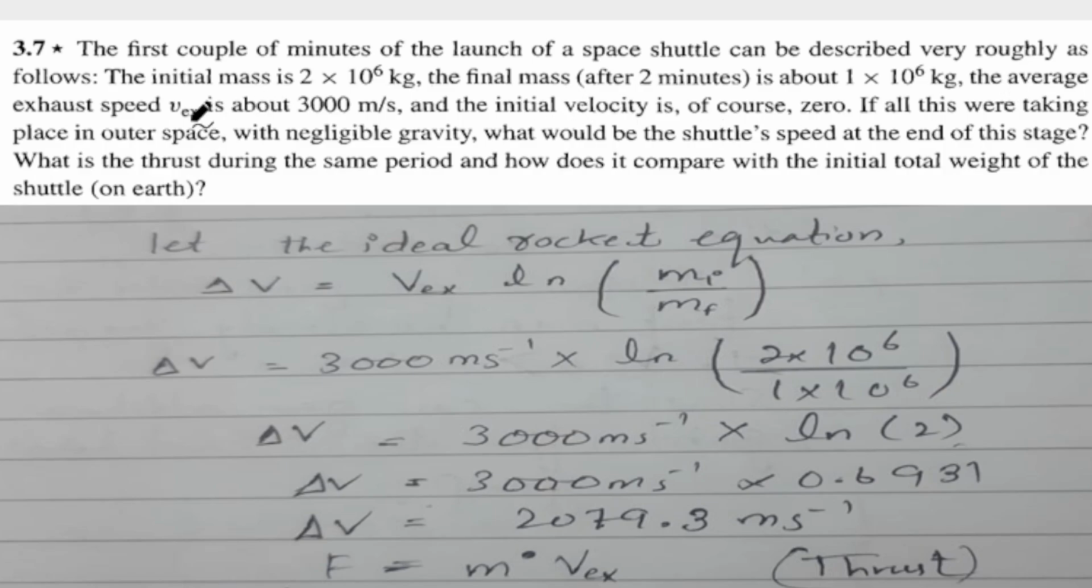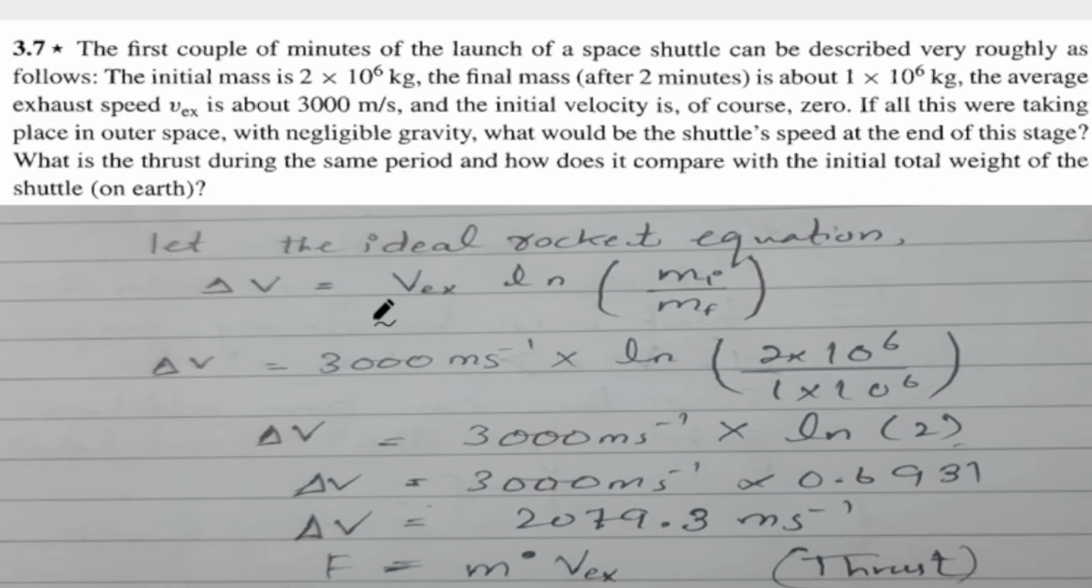Okay, make sure. We have the exhaust speed, which is 3000 meters per second, and the initial velocity, which is 0. Now what do we have to find? We have to find the shuttle speed, we have to find the thrust during the same period, and we have to compare it with the initial total weight.